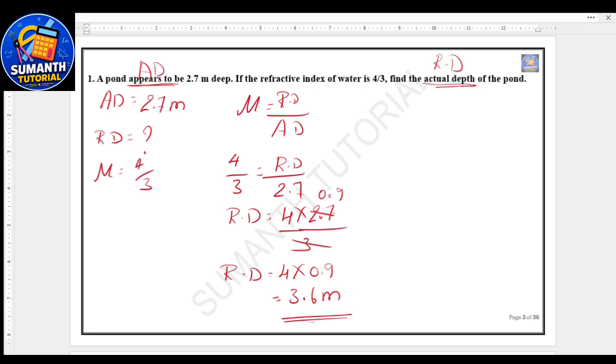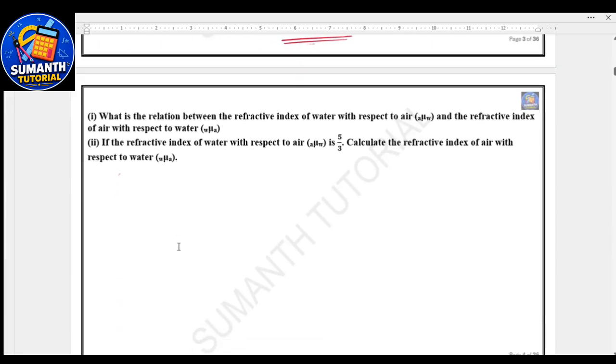To solve this one, the main thing you should remember is what the question is and what you have to calculate. "Appears to be" is the apparent depth, actual depth is the real depth, refractive index is given, just substitute it. And this question was asked in the board exam 2020, for 2 marks. Clear? So let's go for the next question.